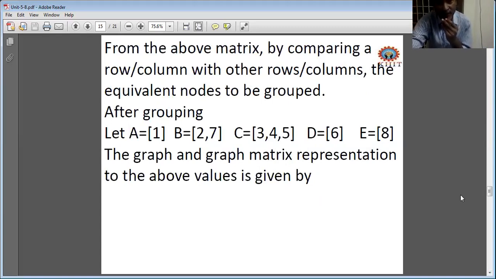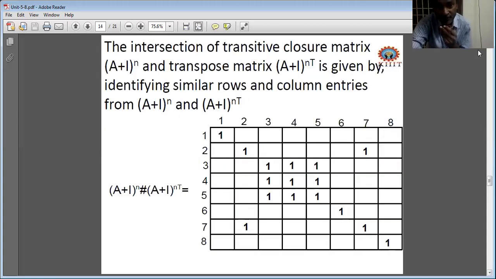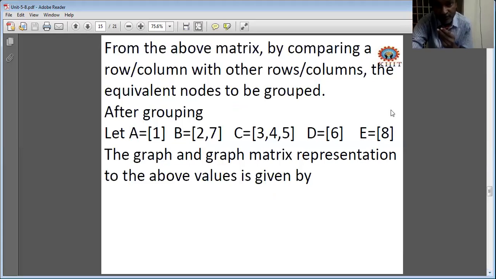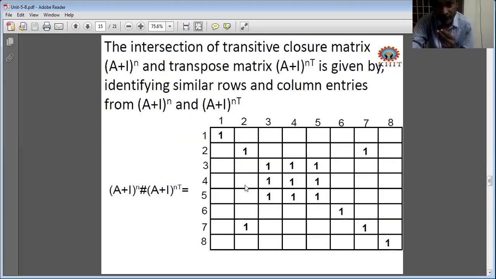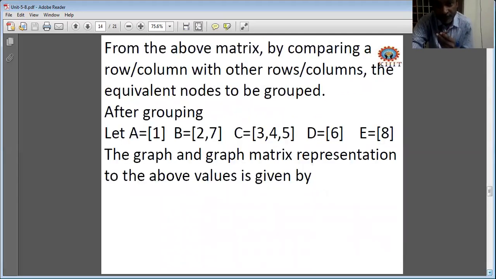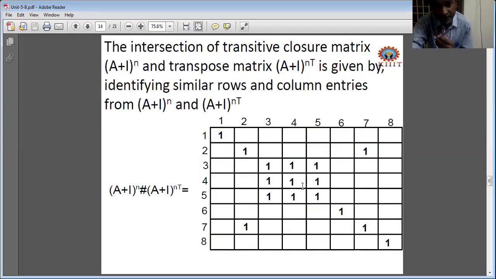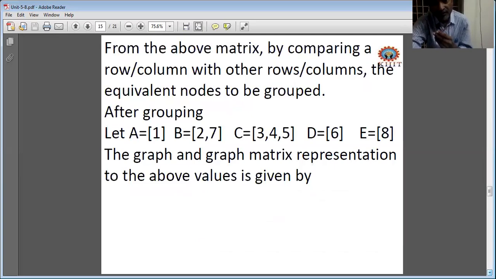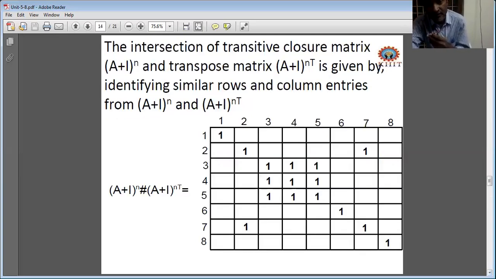From the above matrix, by comparing a row column with other row columns, the equivalent nodes are to be grouped. After grouping: A equal to 1, B equal to 2 and 7, C equal to 3, 4, 5, D equal to 3, 4, 5. C equal to 3, 4, 5 and D equal to 3, 4, 5 is same here. Same entries, don't take. Then next sixth one, D equal to 6 and E equal to.